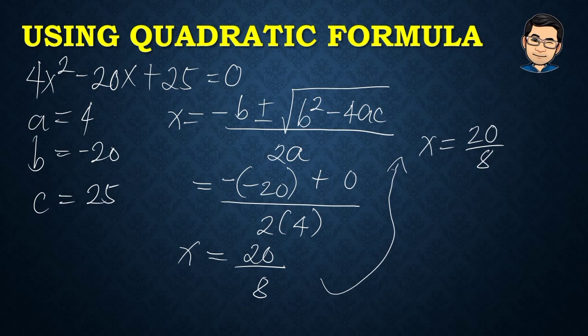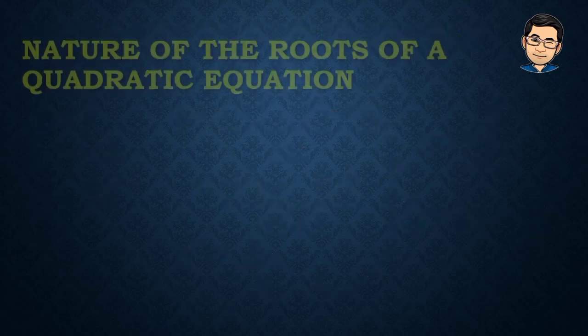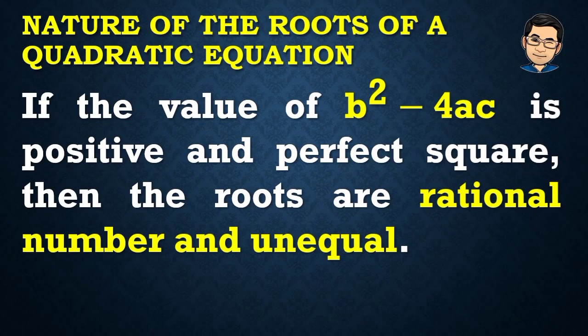So, ano ang common factor ng 20 tsaka 8? That is 4. So, 20 divided by 4, that is 5. And then 8 divided by 4, that is 2. So, x sub 1 is equal to x sub 2 is equal to 5 over 2. So again, tama na naman po yung ating claim na yung roots ng ating quadratic equation ay real and equal, which is 5/2. So for the next condition, if the value of b squared minus 4ac is positive and perfect square, then the roots are rational number and unequal.